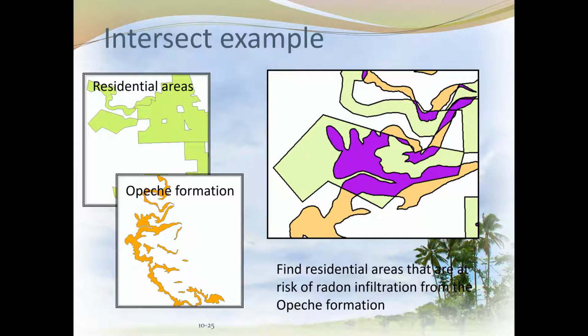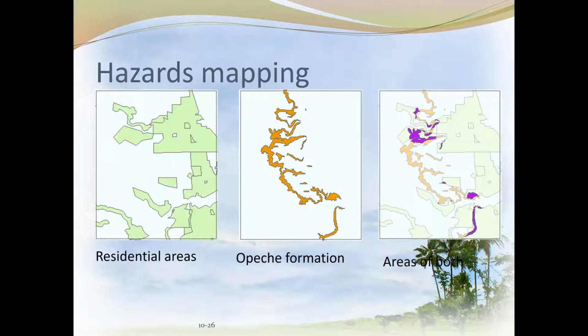The slide shows here a series of maps in an overlay analysis. So the first map shows a portion of the residential area, and the second shows the Epoch formation outcrop area. So these two layers are combined in the overlay, which results in a third layer composed of the areas occurring in both input maps. So the output layer contains residential areas that lie on the Epoch formation. So here we have the hazard mapping: residential areas, Epoch formation, so the area of both.